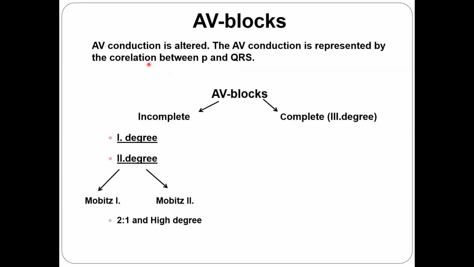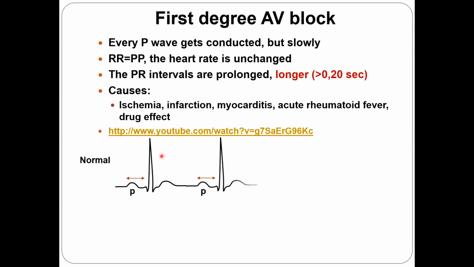Now, AV block, let's go through it because you already looked at it. Okay, this is incomplete when we have the first degree, second degree, 2 to 1, and high degree as well, and the complete one, the third degree. This is how you can name them. Okay, let's see the first degree. First degree is a very simple one.